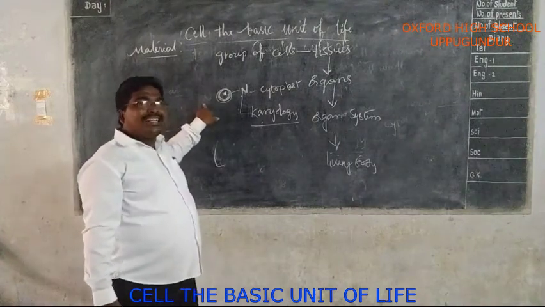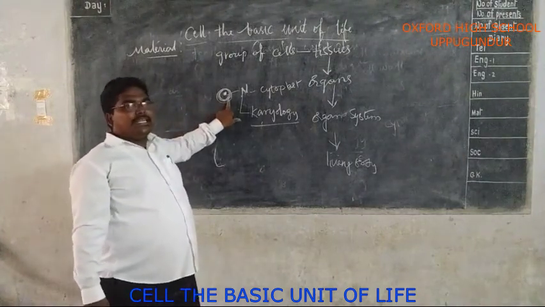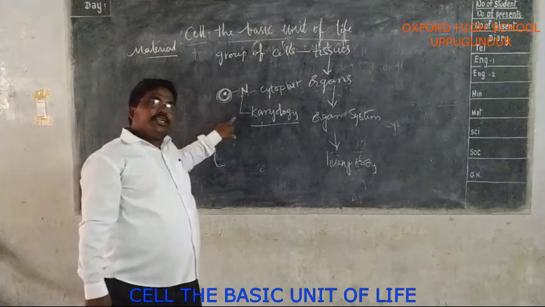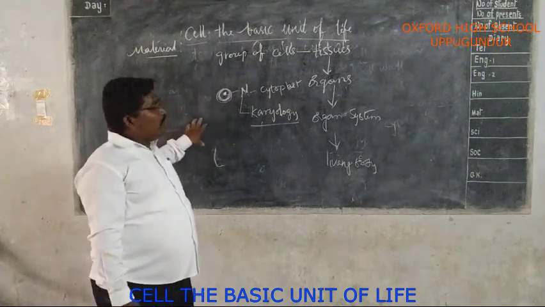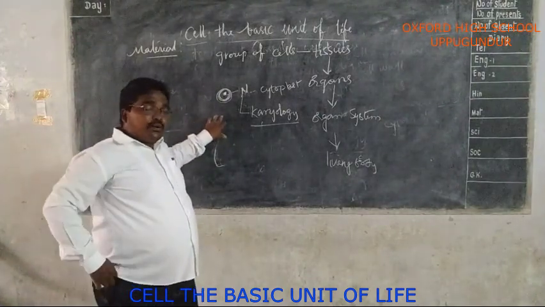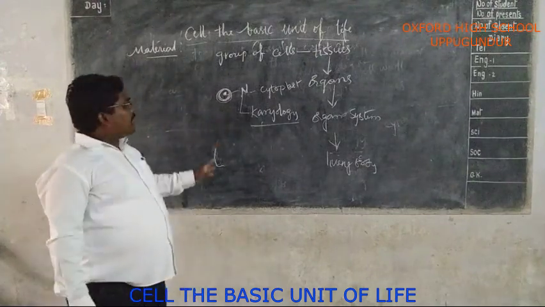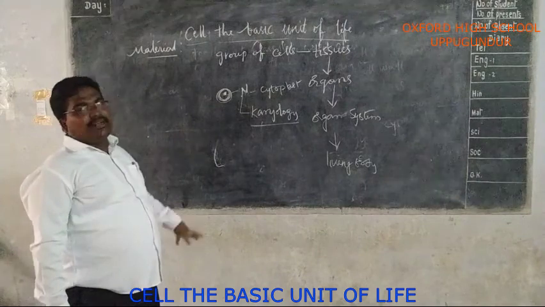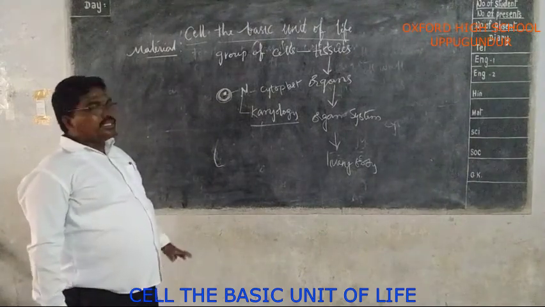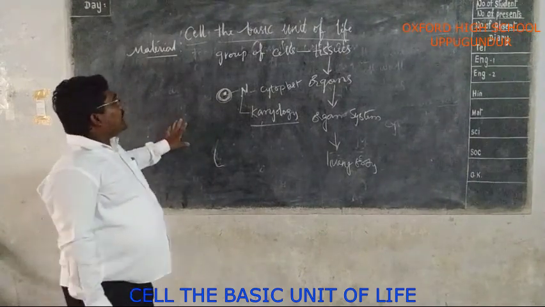It controls all the characteristics of an organism. It contains all genetic information. It is also closely involved in cell division. It determines the shape and structure of the cell also. So these are the points.